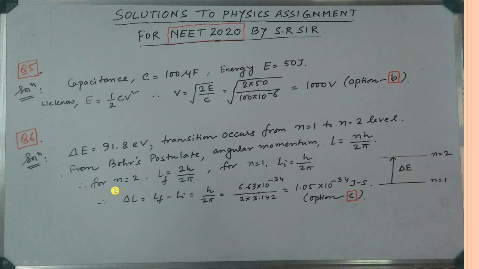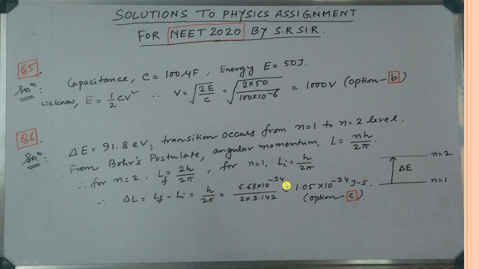So, for n equal to 2, what will happen? 2h by 2 pi, that is the angular momentum of this level. And the angular momentum of n equal to 1 level is L equal to h by 2 pi. Just by changing the value of n, we will get this. So, what is the difference which is asked? The increase is basically the difference, this minus this, that is equal to h by 2 pi.